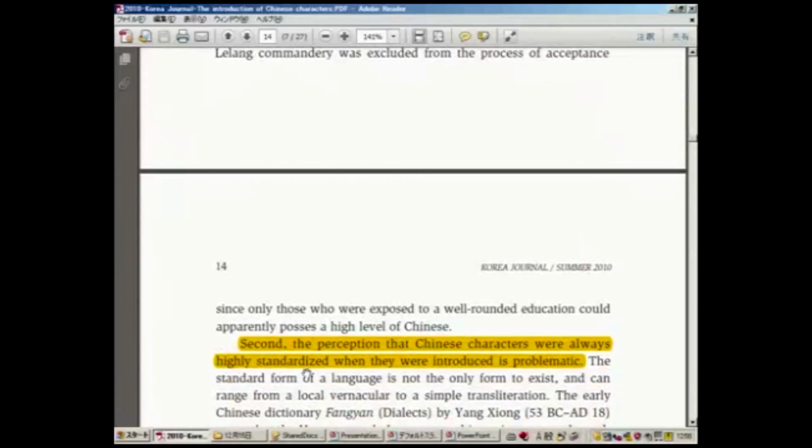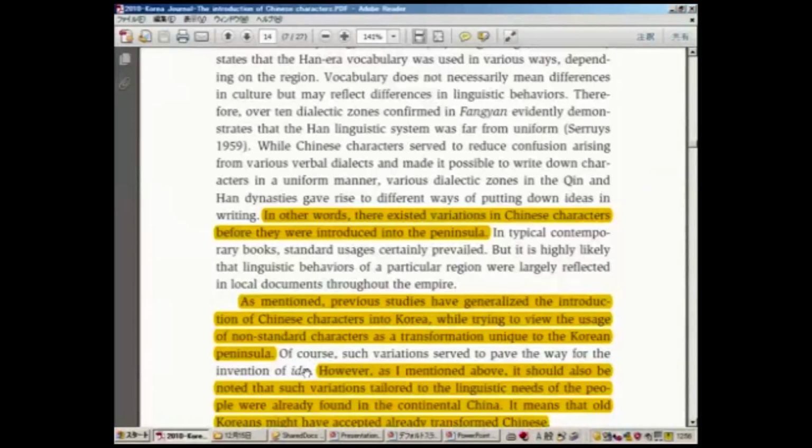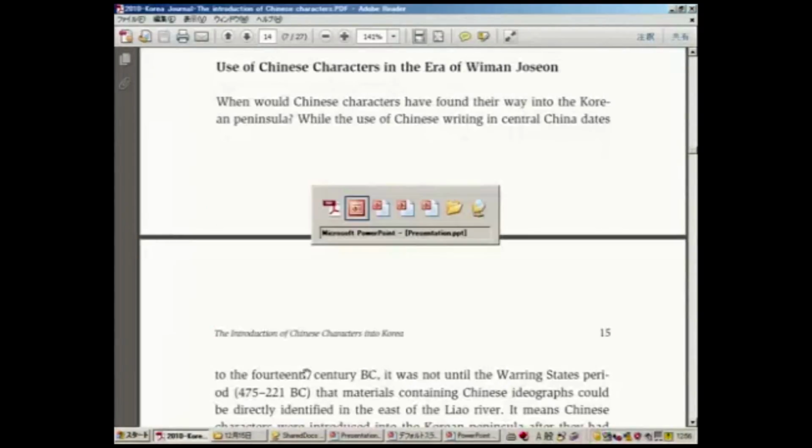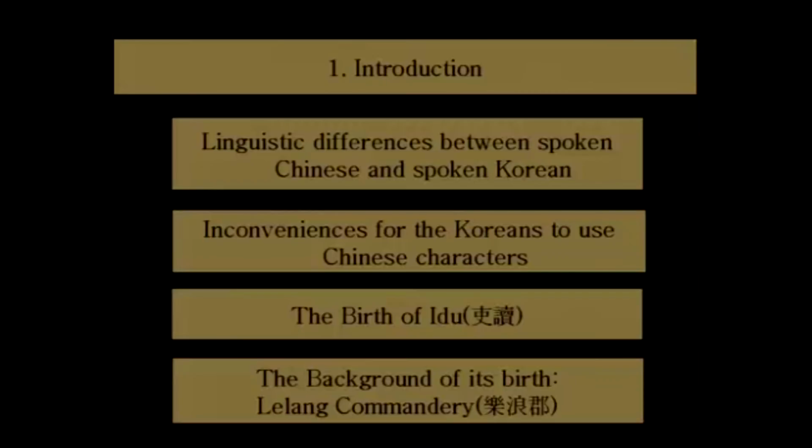And second, the perception that Chinese characters were always highly standardized when they were introduced is also problematic. In other words, there existed variations in Chinese characters before they were introduced into Korean Peninsula. As mentioned, the previous studies have generalized the introduction of Chinese characters into Korea while trying to view the usage of non-standard characters as a transformation unique to Korean Peninsula. However, as I mentioned above, it should also be noted that such variations tailored to the Korean linguistic needs of the people were already found in continental China. It means that old Koreans might have accepted already transformed Chinese. So I'd like to return again.